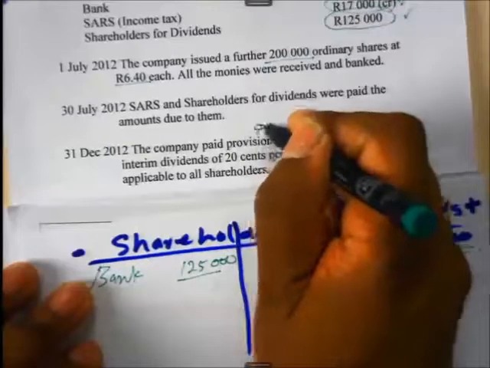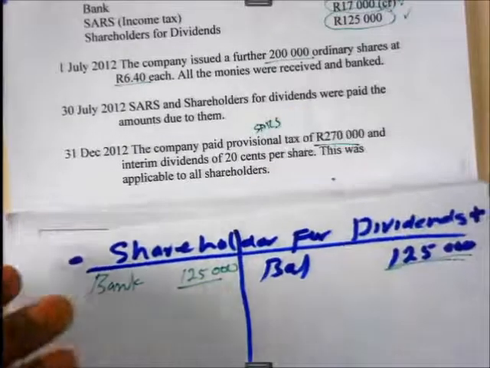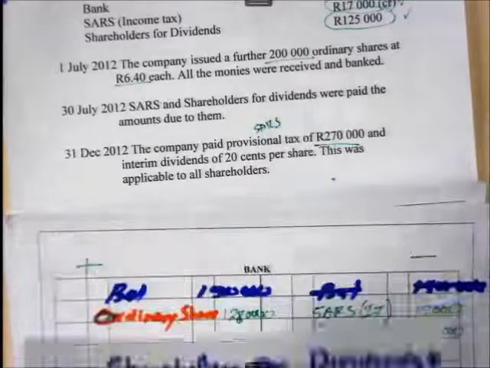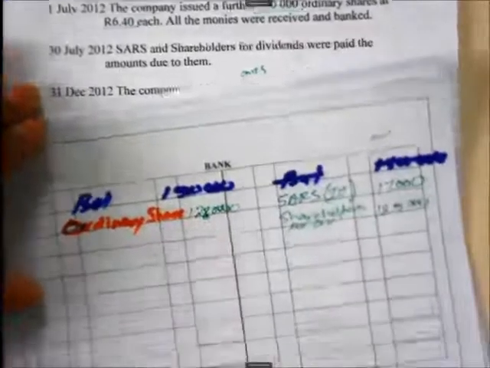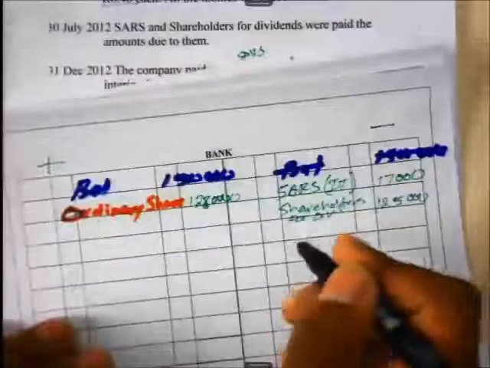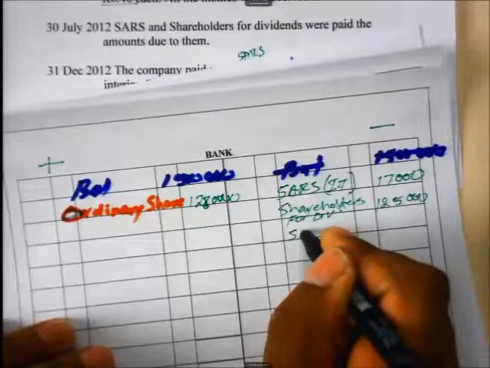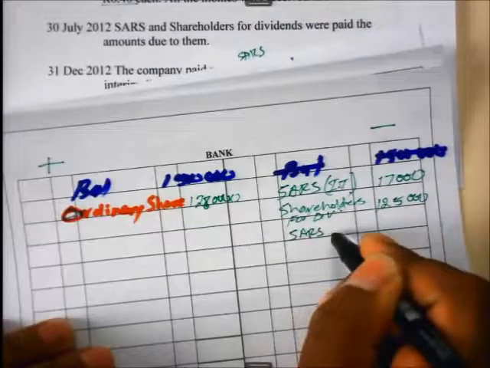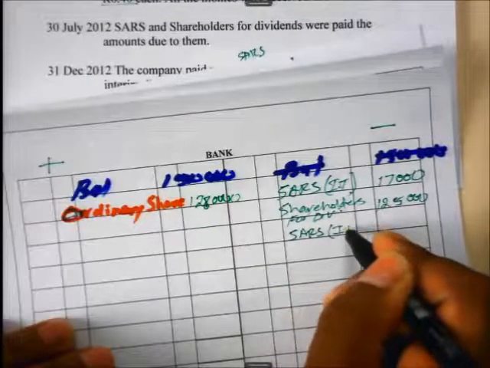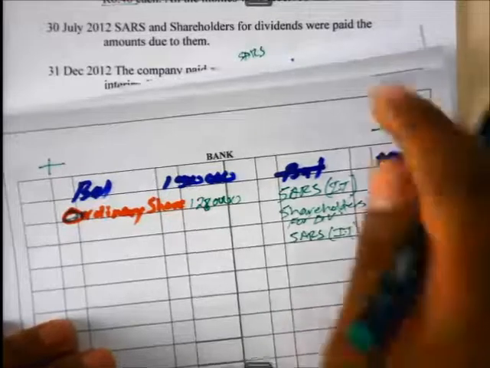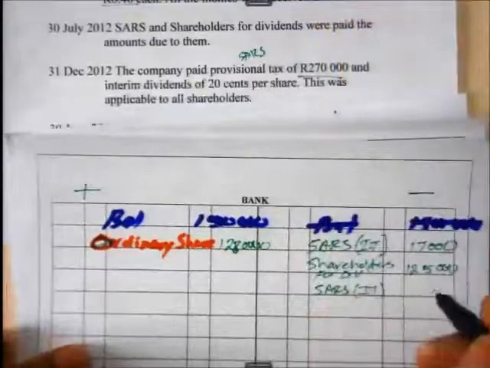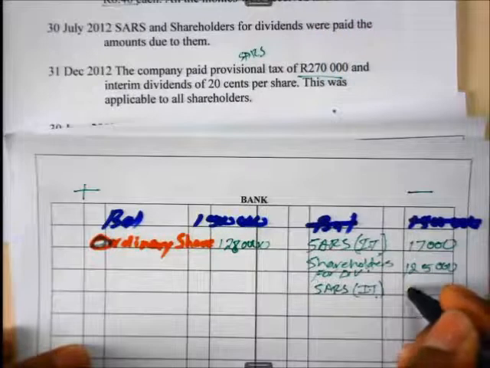To SARS. Therefore, the accounts that are affected there are the bank and the SARS account. Therefore, we are going to credit bank with SARS income tax. Why? Because money in the bank decreases and the amount there is 270,000.